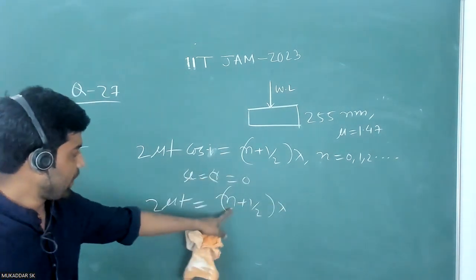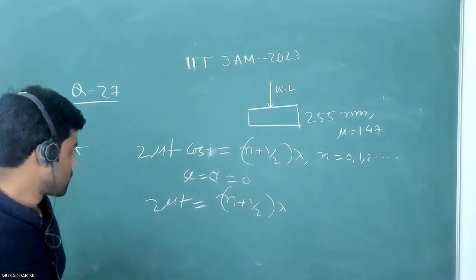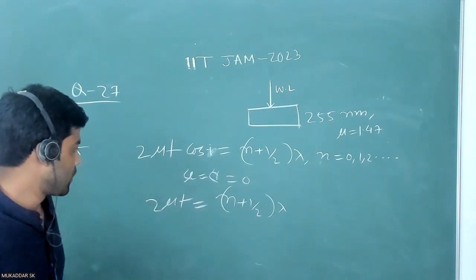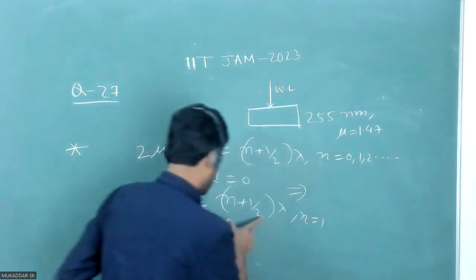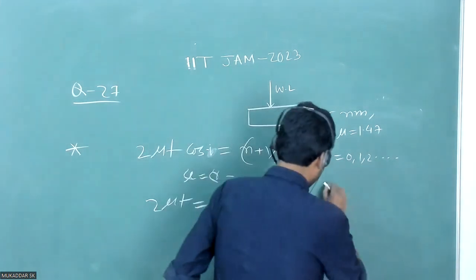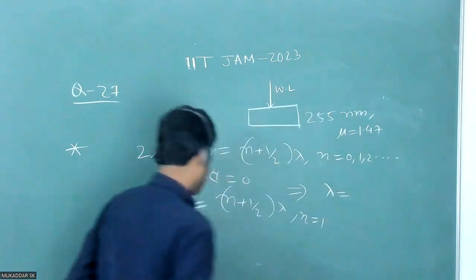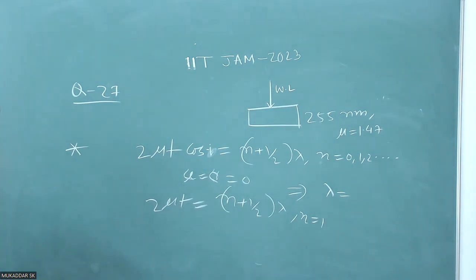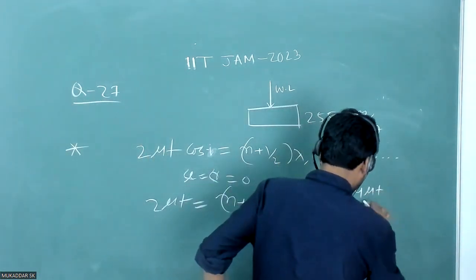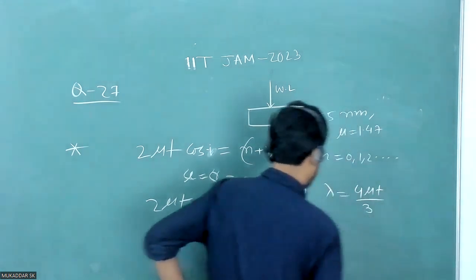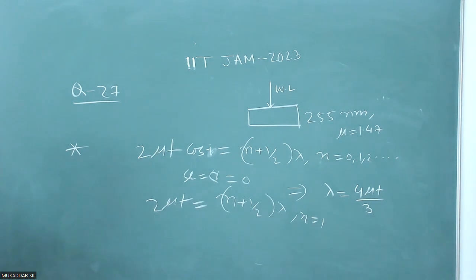The allowed values of n are 0, 1, 2, 3, and so on. If I take n equals 1 here, this factor will be 3/2 lambda, right? If I take n equals 1, I'll get 3/2 lambda. It means the lambda will be 4 mu t divided by 3.